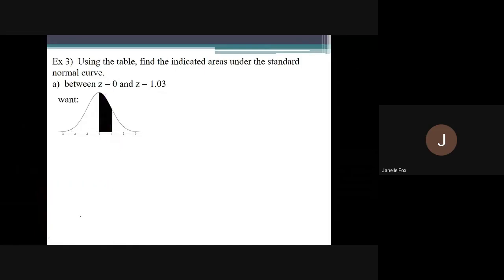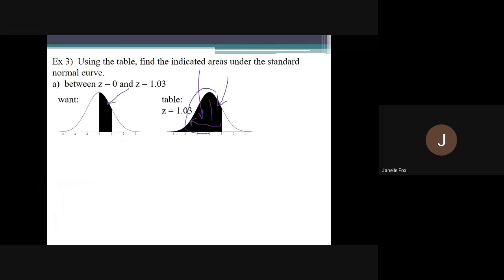Now what we're going to do is look on our table. The table is going to give us this entire area, the whole thing, all the way from 1.03 all the way down to here. So we can see visually, folks, that this picture right here is not the same as this picture.